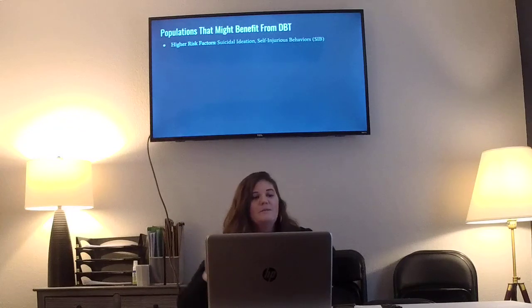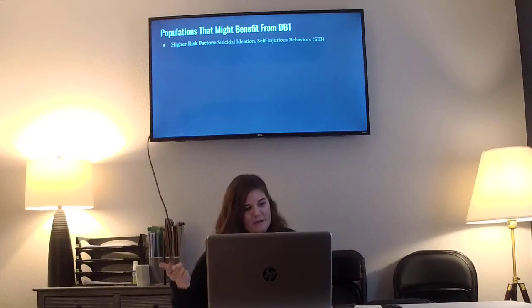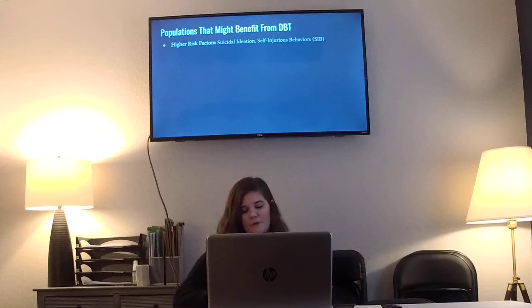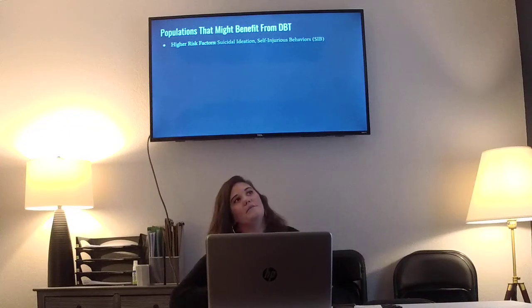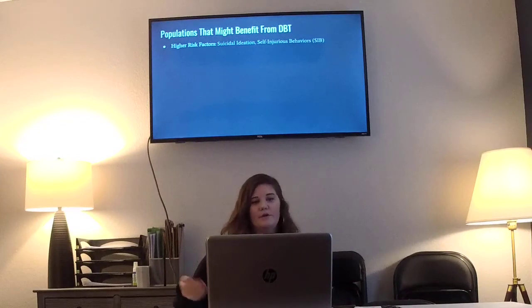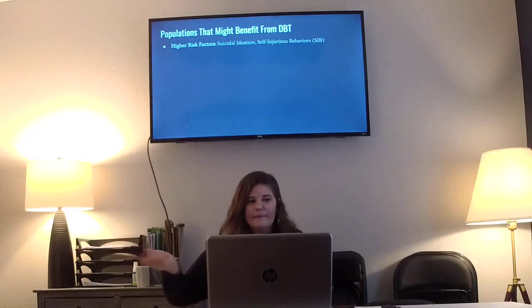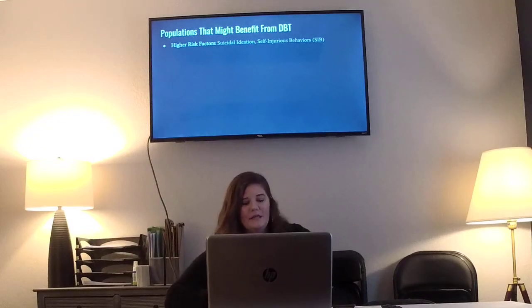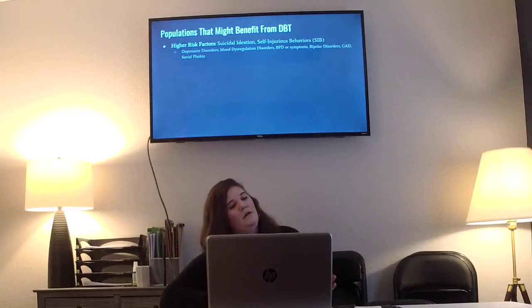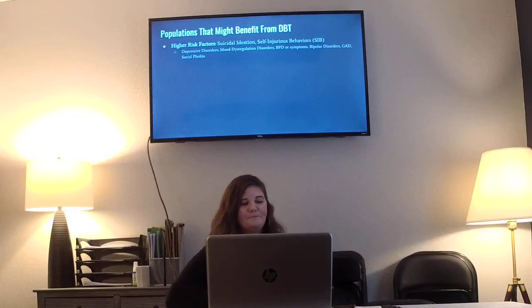So populations that would benefit: any high risk factor. So suicidal ideation, SIB, which is what DBT calls self-harm. That would include more than cutting. I think we think of self-harm as cutting, but SIB includes that and some. Any intentional behavior to harm self would be considered SIB in DBT's frame of mind.